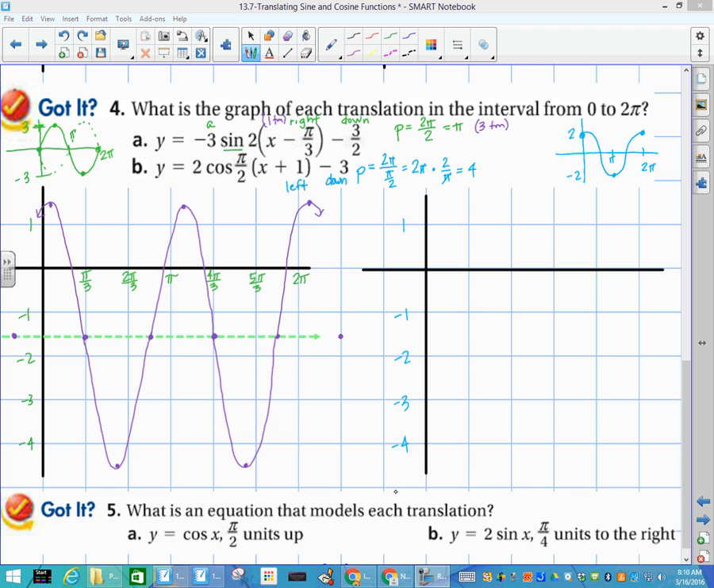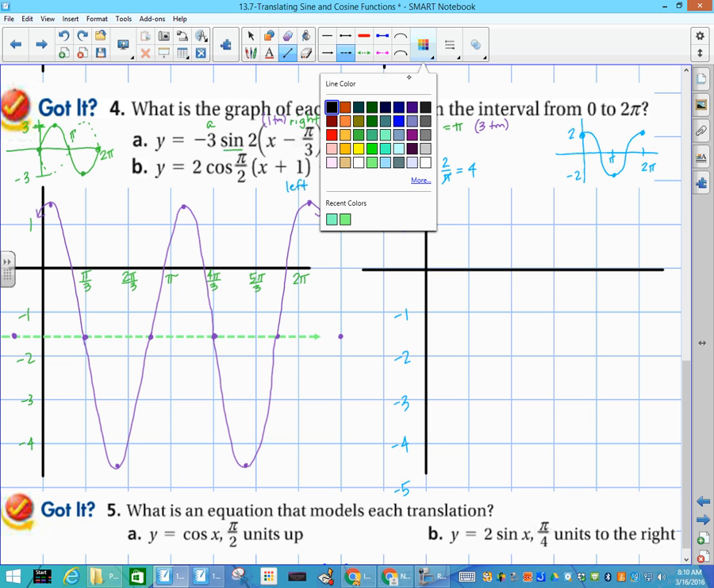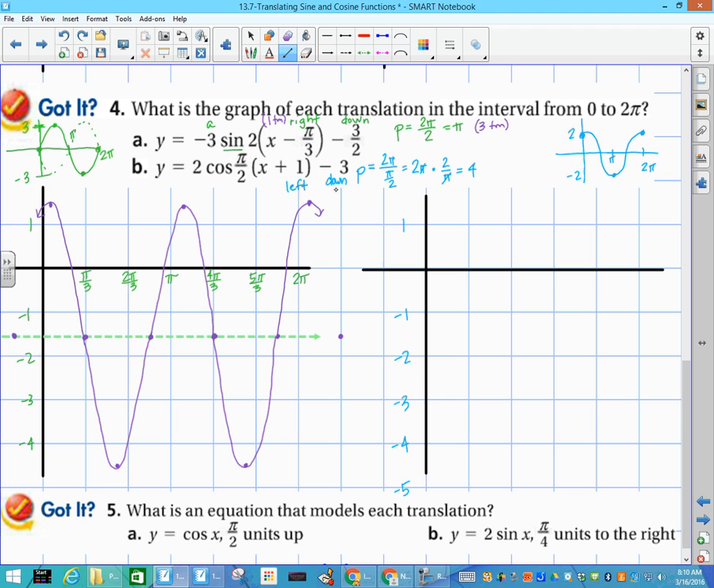Knew there was something I forgot. Okay, so there is my scale. I'm going to go down 3. So remember, after I label that y scale, I'm looking at my midline to see if it's going to move. So I'm going to graph that at down 3. So that's right here. y equals negative 3 is my new midline.